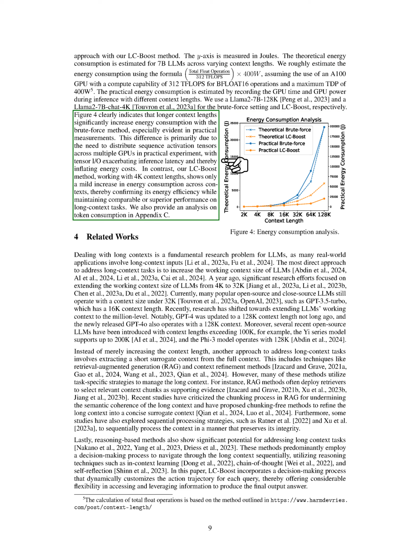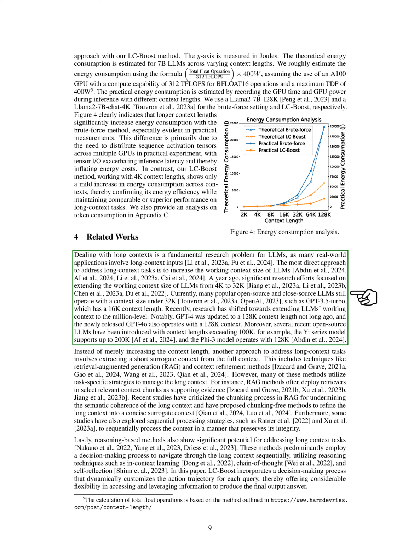Our analysis showed that longer context lengths significantly increase energy consumption with the brute force method, especially in practical scenarios. This increase is mainly due to the need to distribute sequence activation tensors across multiple GPUs, leading to higher energy costs. In contrast, our LC Boost method, operating with 4K context lengths, demonstrated only a slight rise in energy consumption across contexts, highlighting its energy efficiency while maintaining high performance for long context tasks. We also conducted an analysis on token consumption, which is detailed in the appendix.